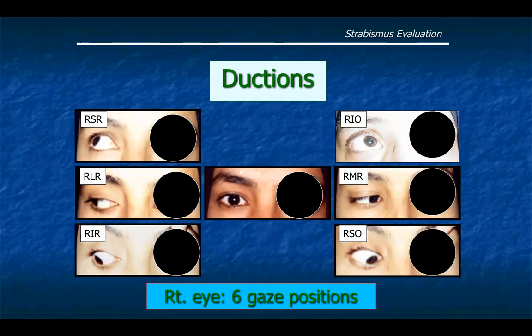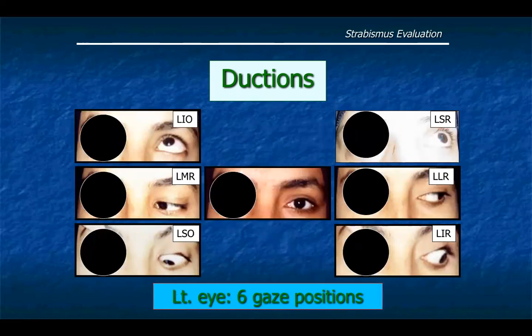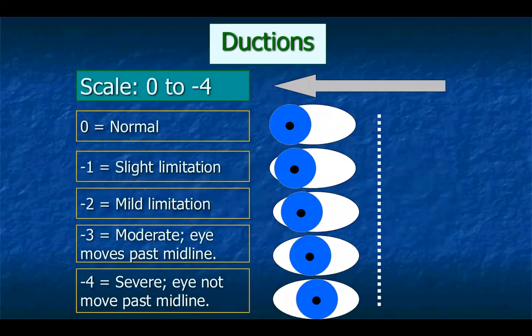We test for ductions first for the right eye with the left eye covered, and then for the left eye with the right eye covered. If the eye reaches till the end with no scleral show at all, this is called zero limitation or normal duction. If we see a tiny bit of sclera, it's called -1 limitation or slight limitation. If we see more, it's -2. More, it's moderate limitation, where the eye just moves past the midline. And if the eye cannot cross the midline, it's called -4 or severe limitation.